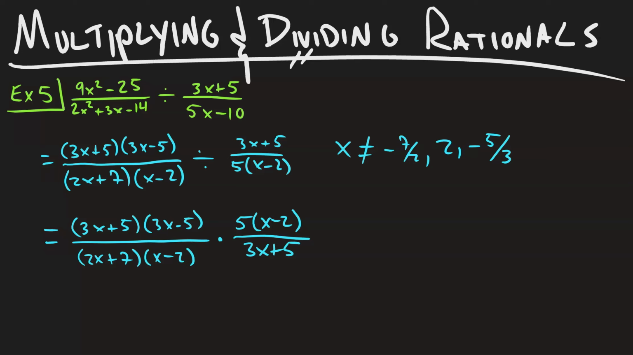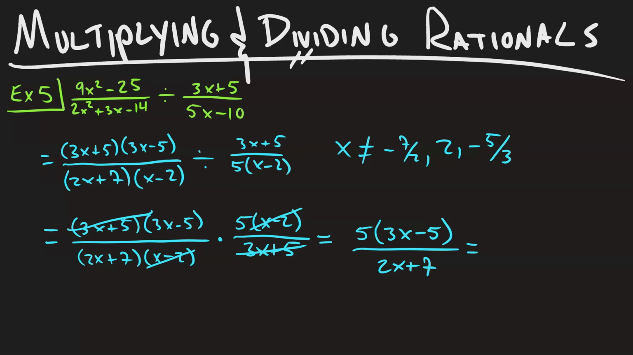So now let's go ahead and cancel out any common factors we have. Start off with 3x plus 5 and x minus 2, giving us 5 times 3x minus 5 in our numerator over 2x plus 7 in our denominator, which we can expand to 15x minus 25 over 2x minus 7.